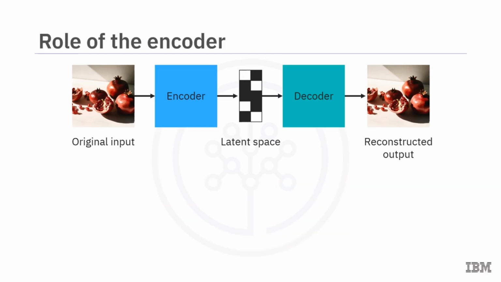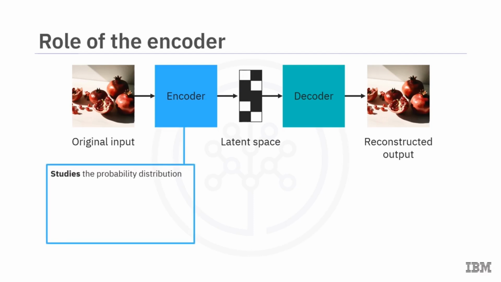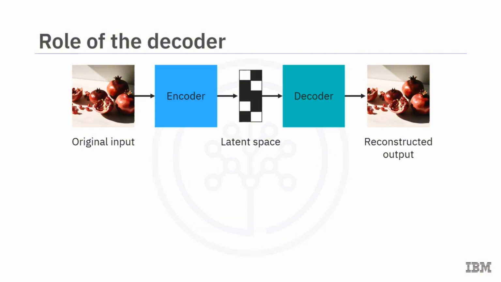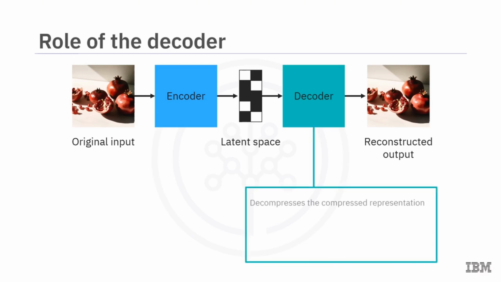First, the encoder, which is a self-sufficient neural network, studies the probability distribution of the input data. In simple terms, this means that it isolates the most useful data variables. This allows the encoder to create a compressed representation of the data sample and store it in the latent space. You can think of this latent space as a mathematical space within the model's architecture, where large dimensional data is represented in a compressed format. Next, the decoder or reverse encoder, which is also a self-sufficient neural network, decompresses the compressed representation in the latent space to generate the desired output.